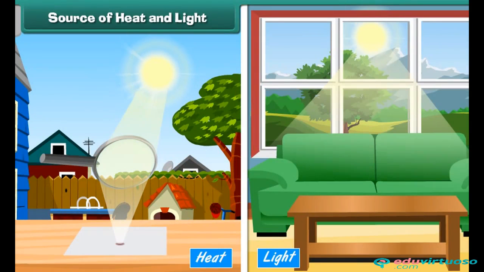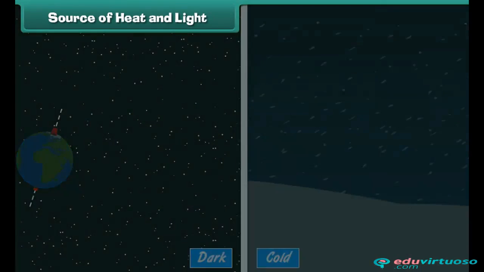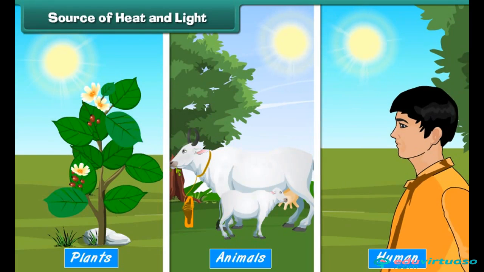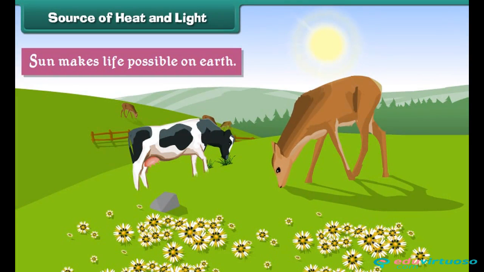Source of heat and light. The sun gives us heat and light. Without it, earth would be very dark and cold. Plants, animals, and human beings would not be able to live on it. The sun makes life possible on earth.